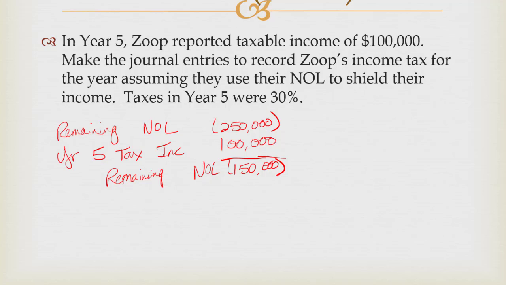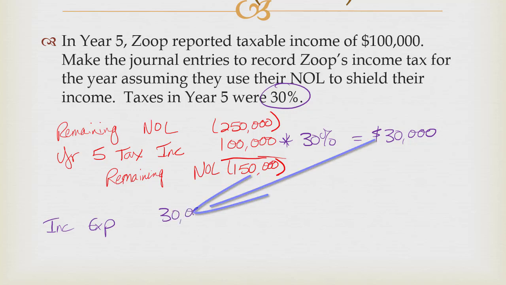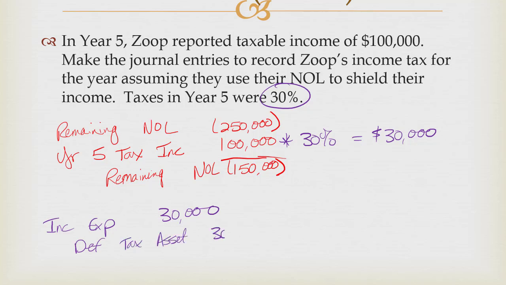Once I've shielded that amount, then I can take the $100,000 times this year's tax rate, since that's what I would be paying, and I'm going to save $30,000 that I don't have to pay taxes on. So the way I do this is I record income tax expense on the $100,000 of $30,000, and instead of income tax payable, I use some of my deferred tax asset. And then my tax department would fill out the forms, and instead of sending a check for $30,000, I simply don't pay anything. To record use of net operating loss.